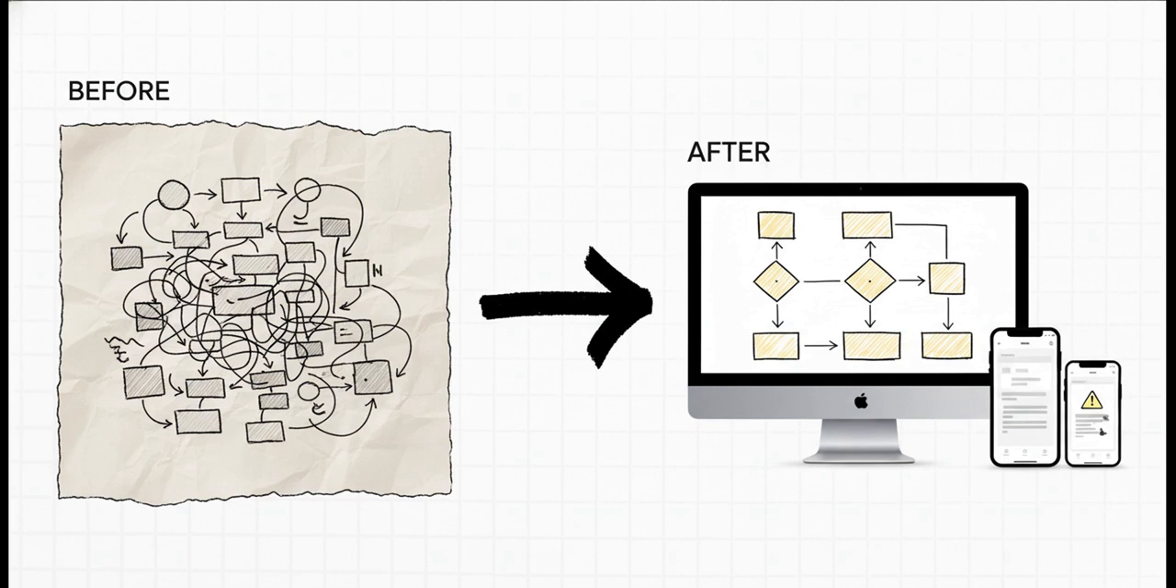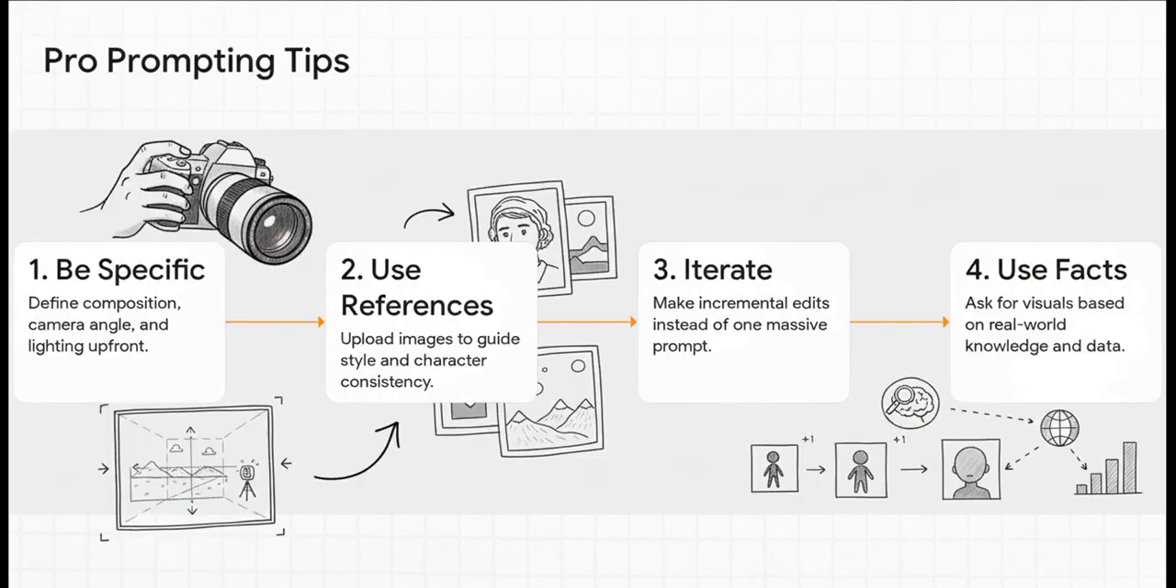So how do you actually get these professional results? Well, the advice is pretty straightforward. First, be specific about composition, things like camera angles and lighting. Second, use those reference images. Third, iterate in small steps instead of trying to do it all in one giant prompt. And finally, lean into its unique strength by asking for visuals based on real-world facts.